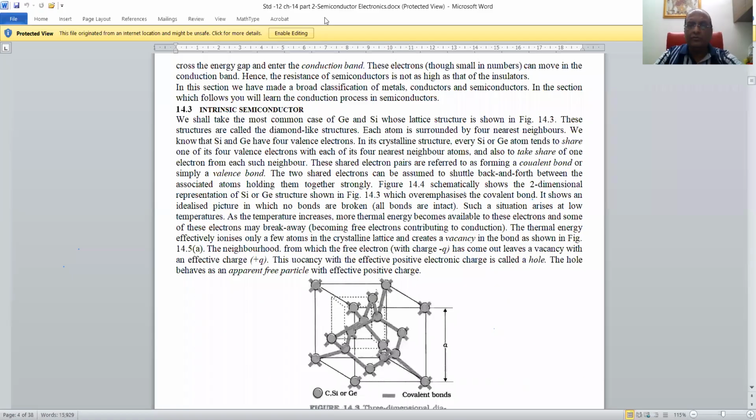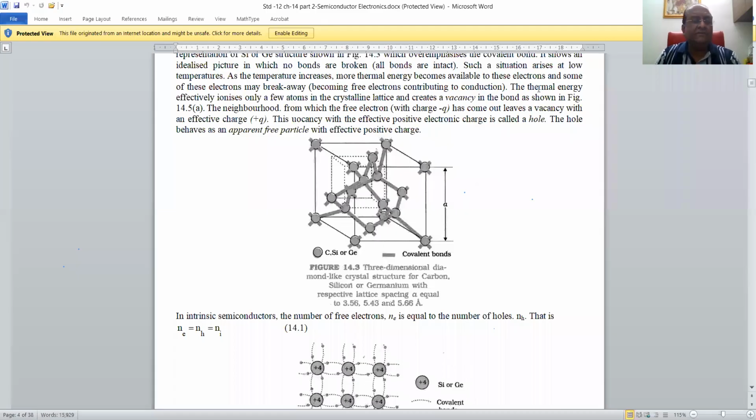Clear to all of you? Now see the structure of semiconductors. So first we have to think about intrinsic semiconductor. Intrinsic semiconductor means elemental semiconductor, pure semiconductor, in which any type of impurity atom is not added.